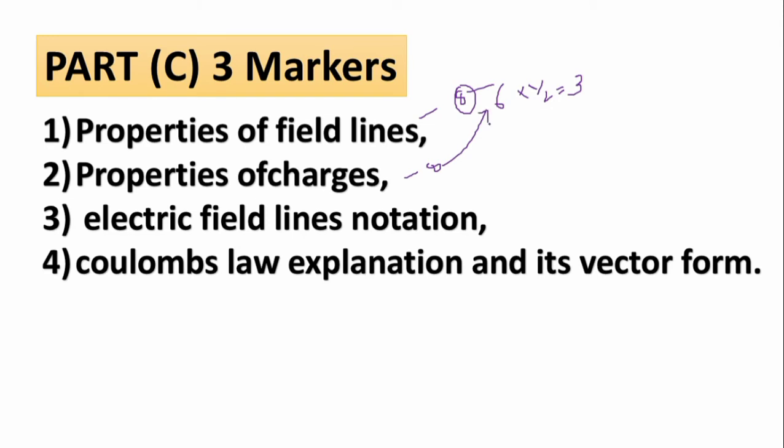Electric field lines and notation: you know there are 3, plus plus, minus minus, and plus minus. Leaving these they cannot ask anything, so be thorough with these 3 diagrams. For 3 marks they will ask these 3 only. Then Coulomb's law and its vector form, it is a direct question. They'll ask what is Coulomb's law and its vector form.